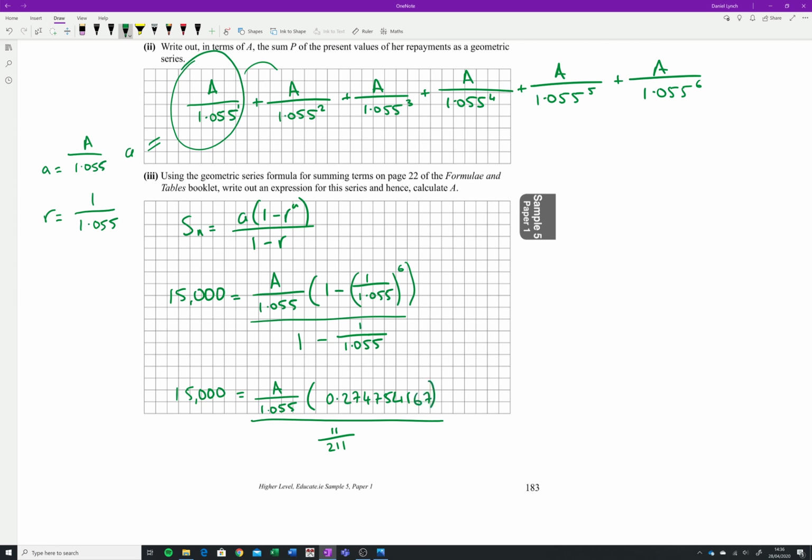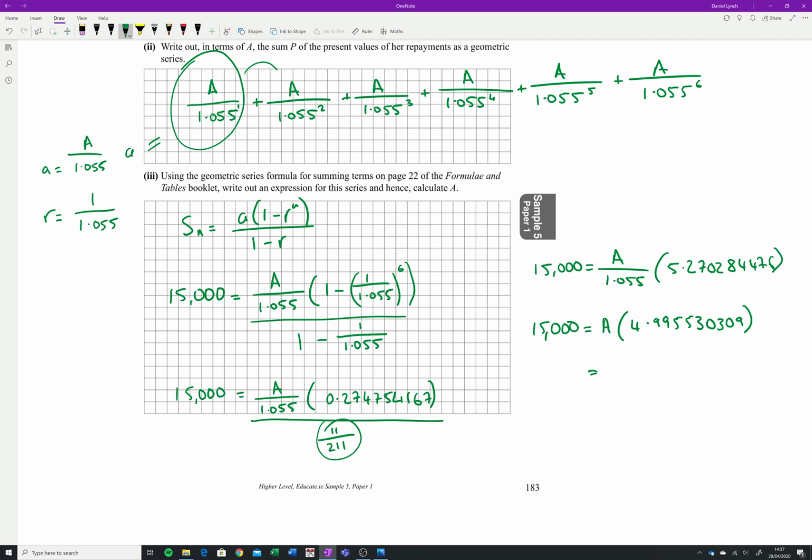Okay, best thing to do, I think we should take that number divided by this thing. So let's do that. So divided by 11 over 211. So we have 15,000 is equal to A over 1.055. Divided by that thing, that's 5.270284476. That's going to be divided again by 1.055. So we get 15,000, and look, this number is almost exactly 5. 4.995530309. I'll keep it exactly accurate.